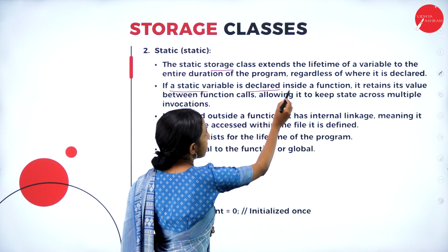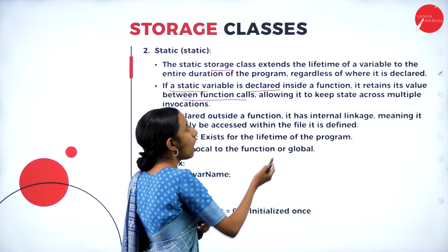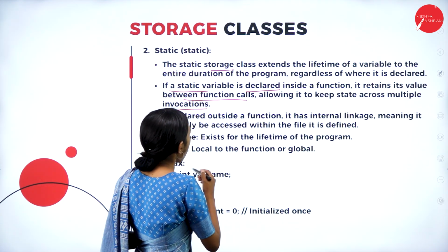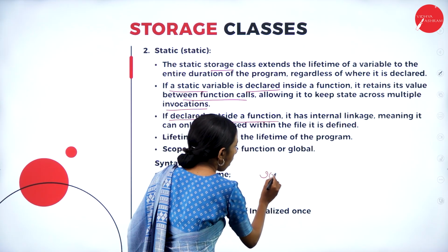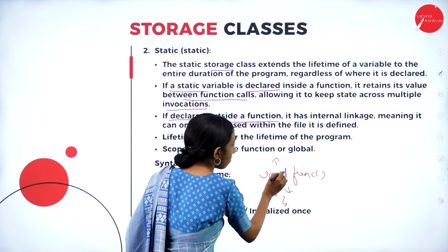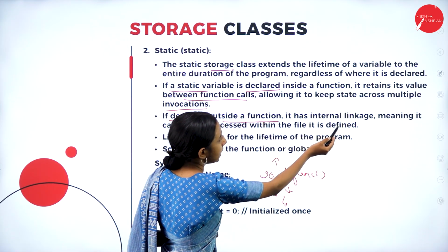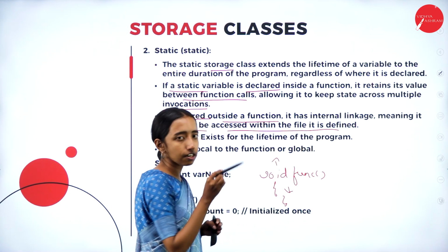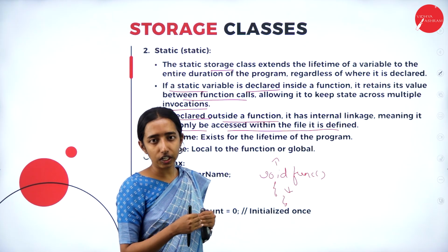If a static variable is declared inside a function, it retains its value between function calls, allowing it to keep state across multiple invocations. If it is declared outside a function, it has internal linkage, meaning it can only be accessed within the file in which it is defined. The file we are running the code in is the only one that can access this static storage class variable.